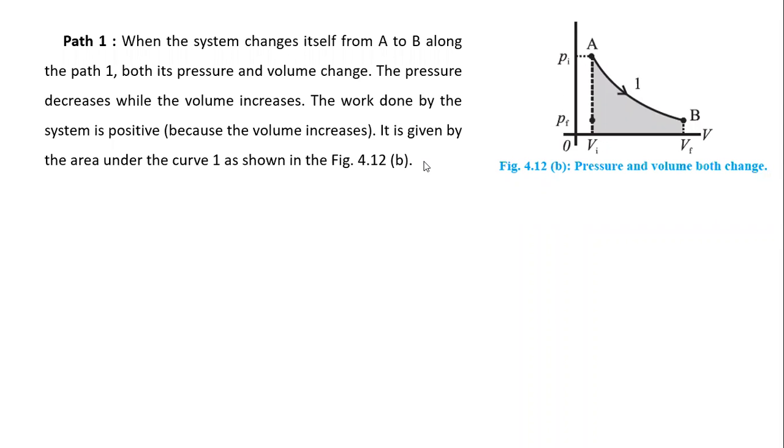Now let me discuss path 1. When the system changes itself from A to B, you can see here this is the initial position and this is the final position. The system changes from A to B. By path 1, both pressure and volume change.